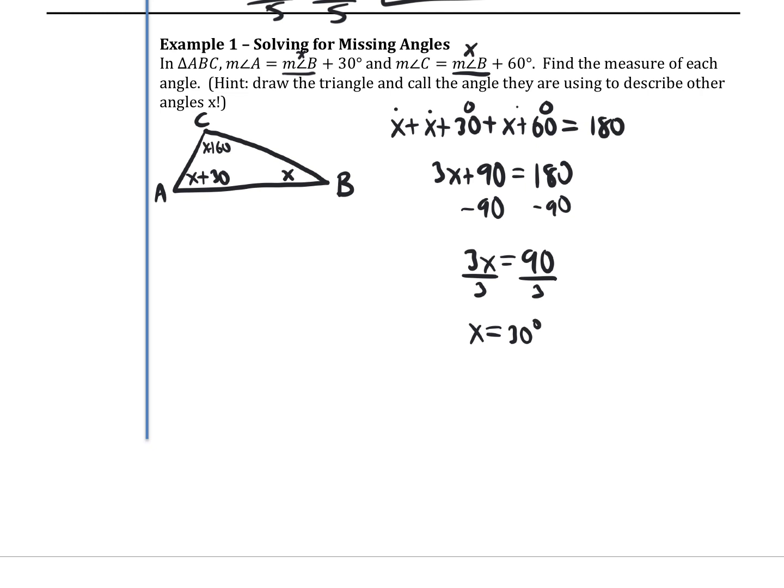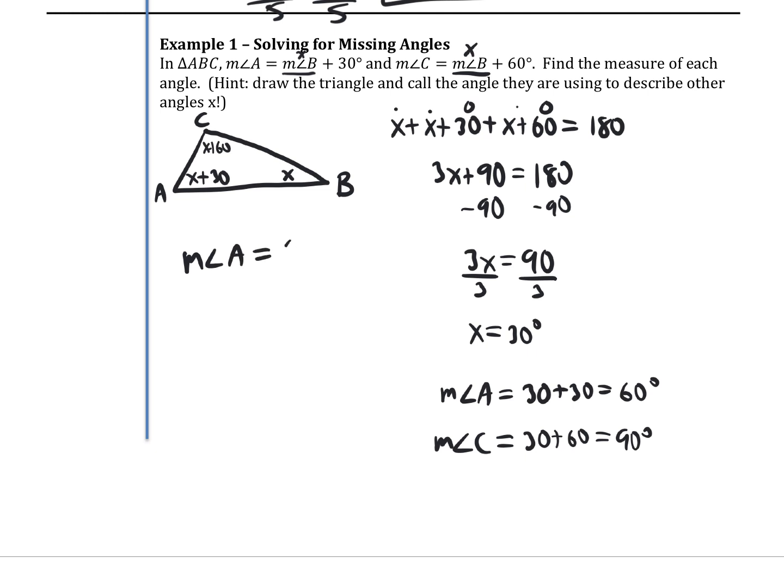How do we find measure of angle A and angle C? Well, measure of angle A equals measure of angle B plus 30, so it's going to be 30 plus 30, which equals 60 degrees. And measure of angle C equals 30 plus 60, which equals what? That equals 90 degrees. So we have measure of angle A equals 60 degrees, measure of angle B, which was X, equals 30 degrees, and measure of angle C equals 90 degrees.